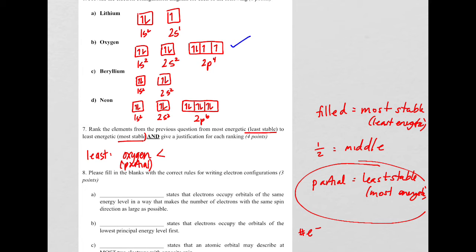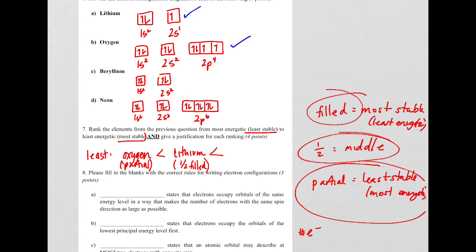Then we don't have any other partially filled, so we move on now to our half filled with middle stability. Here we have only one half filled, and that's lithium. So lithium is next, and the reason for that is it's half filled. Finally, moving on to our fully filled, we have 2 fully filled. We have beryllium and we have neon.